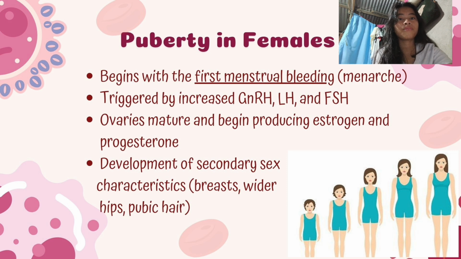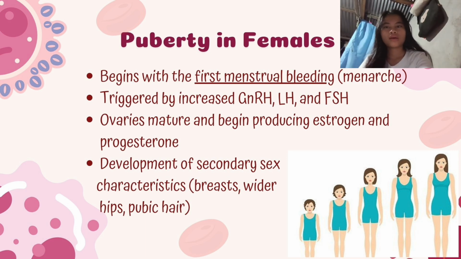So, all in all, puberty in females begins with the first menstrual period and is controlled by hormones that stimulate the ovaries to produce estrogen and progesterone. These hormones lead to reproductive maturity and physical changes such as breast development, wider hips, and pubic hair growth. And that would be all for my part.